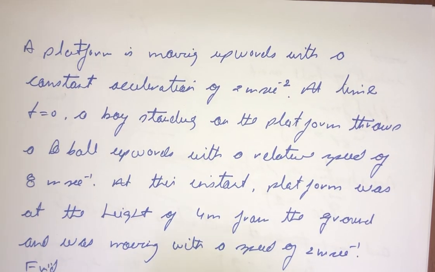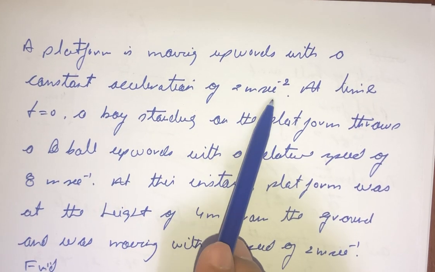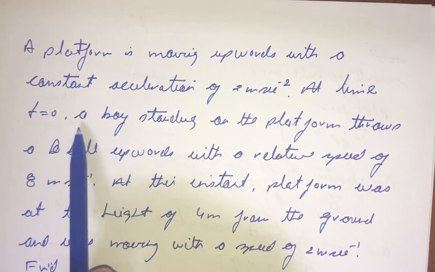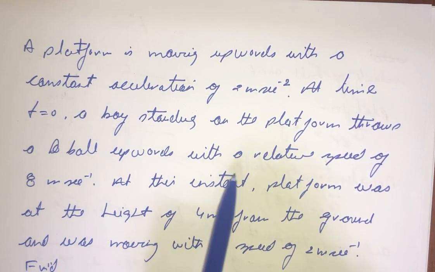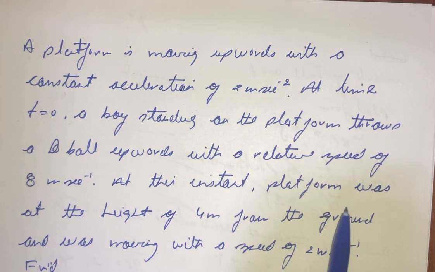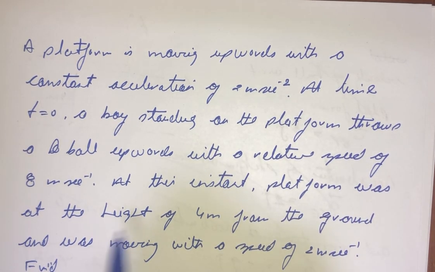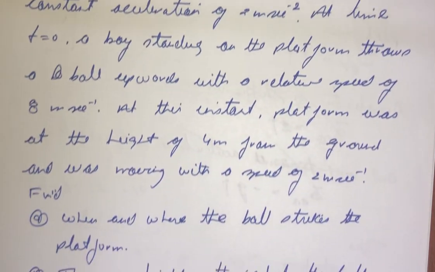In this question, a platform is moving upward with a constant acceleration of 2 meter per second square. At time t equal to 0, a boy standing on the platform throws a ball upward with a relative speed of 8 meter per second. At this instant, the platform was at a height of 4 meter from the ground and was moving with a speed of 2 meter per second.